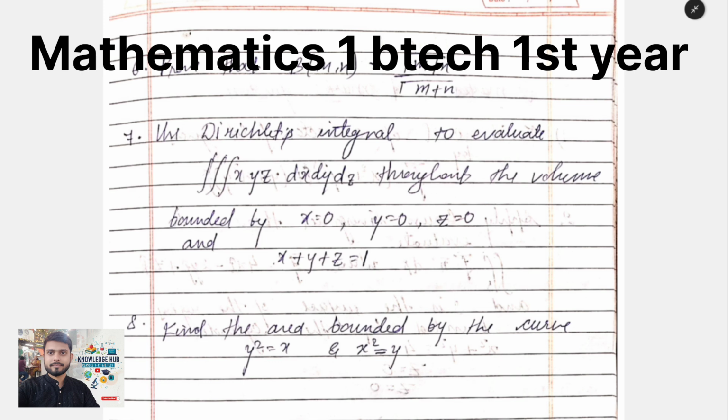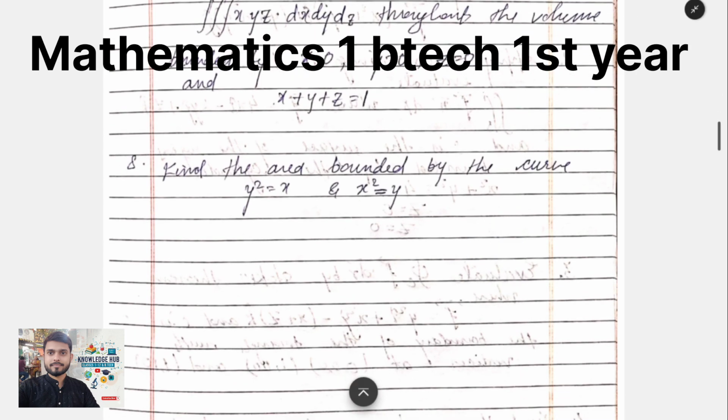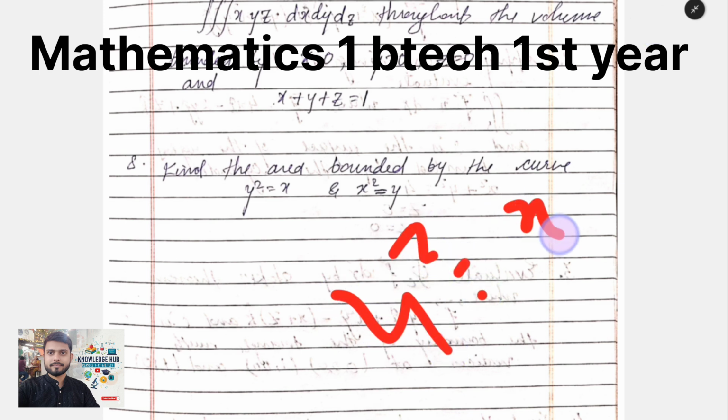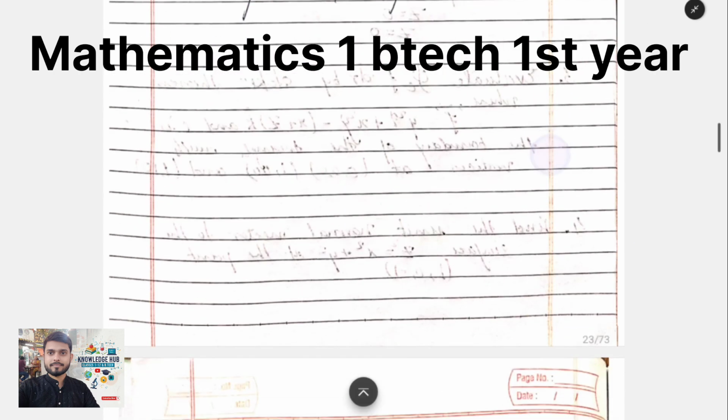Now the seventh is using Dirichlet integration, evaluate the triple integration of xyz dx dy dz throughout the volume bounded by x is equal to 0, y is equal to 0, z is equal to 0, where x plus y plus z is equal to 1. The last question is find the area bounded by the curves y square is equal to x and x square is equal to y. This is basically one type of bounded area question, follow this.